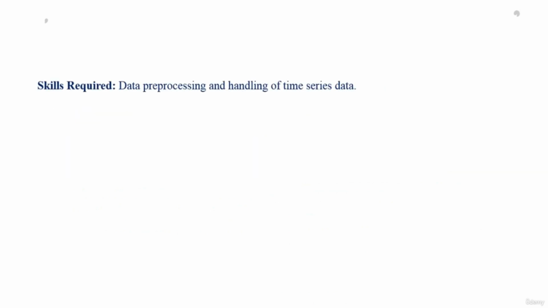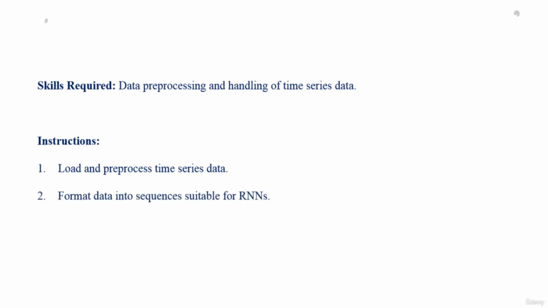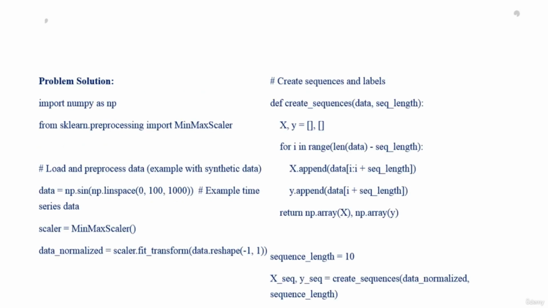Problem 02. Problem statement: prepare and handle sequential data for training an RNN. Skills required: data preprocessing and handling of time series data. Instructions: load and preprocess time series data. Format data into sequences suitable for RNNs. Algorithm: load the data. Split data into sequences and labels. Normalize the data. How the code is working: data is normalized and converted into sequences where each sequence has a length of sequence_length. Labels are the values that follow each sequence.